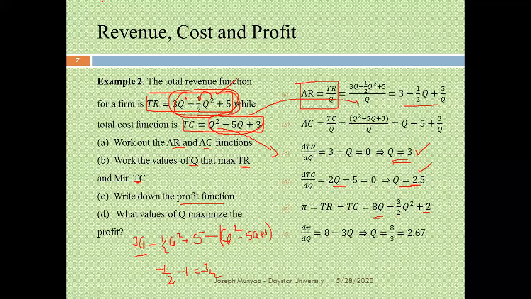To get the value at which the profit is maximized, differentiate this function here. You get 8, and the 2 comes down, so the 2 cancels with the 2, you get 3Q. You equate with 0, and you get that it is maximized at 2.5. Thank you very much.